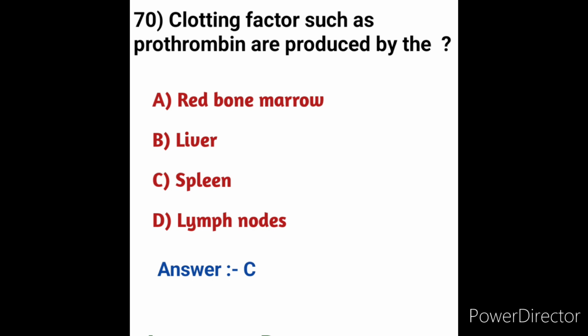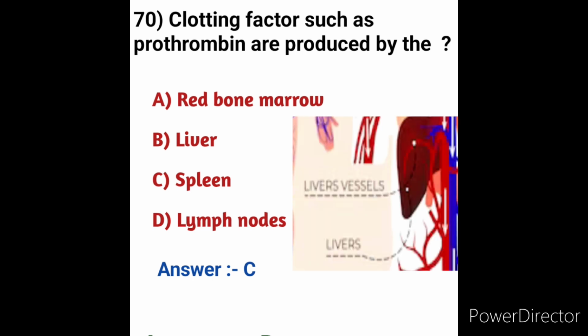It is synthesized in the liver in a vitamin K dependent reaction and is released into the circulation. Prothrombin is a protein made by the liver, one of the coagulation factors.